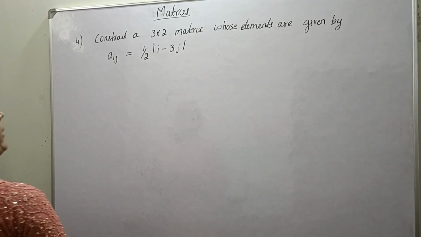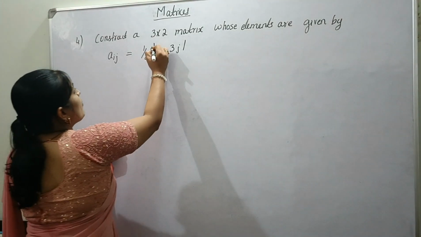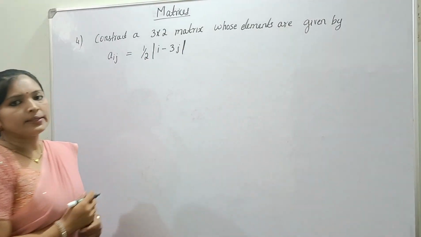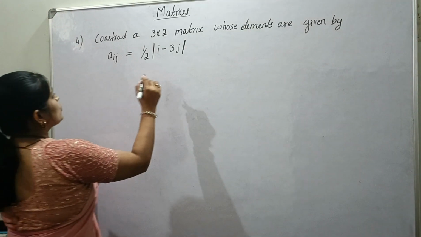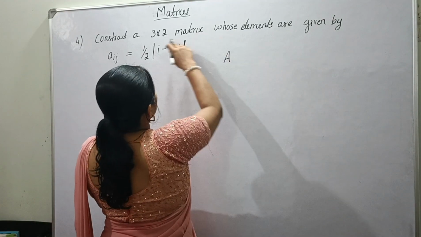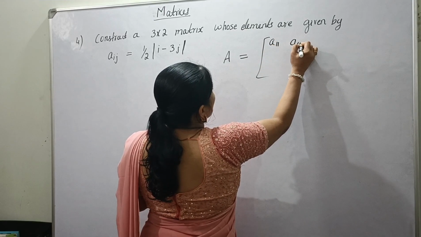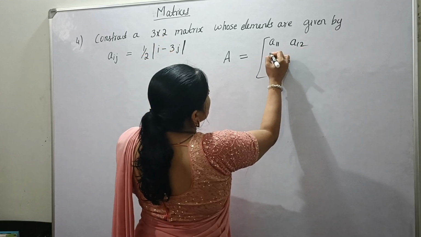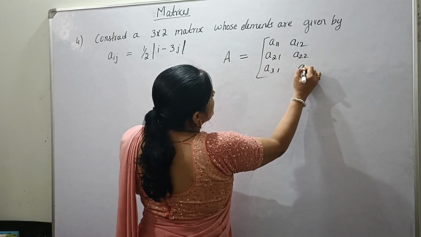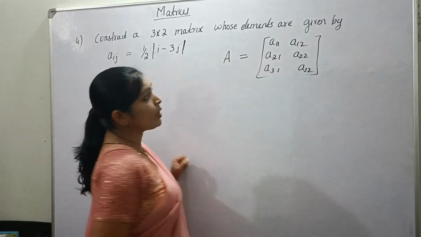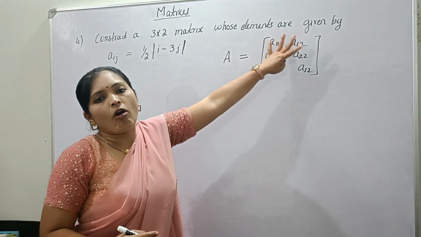Construct a 3 by 2 matrix whose elements are given by Aij is equal to 1 by 2 into modulus of i minus 3j. So here it's a matrix of order 3 by 2. First of all, let us write the general form of a 3 by 2 matrix: A11, A12, A21, A22, A31, A32. That is 3 rows and 2 columns. So here, let us find all the elements.